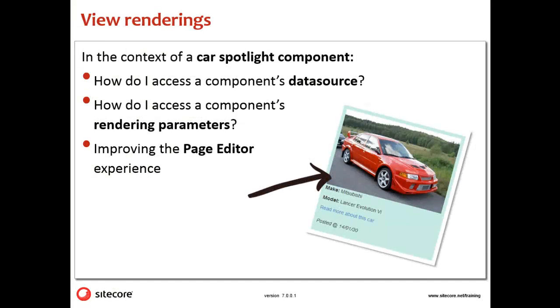There are 2 key requirements for our car spotlight component. It needs to be able to accept a car item as a data source from anywhere in the Sitecore tree and output that car's make, model, a link to read more about it, the date the information was posted, and an image. Secondly, I want to be able to vary the component's background color, which I can do using rendering parameters. Finally, as a bonus, I'm going to show you how to improve the page editor experience, even though these features are not Sitecore MVC specific.